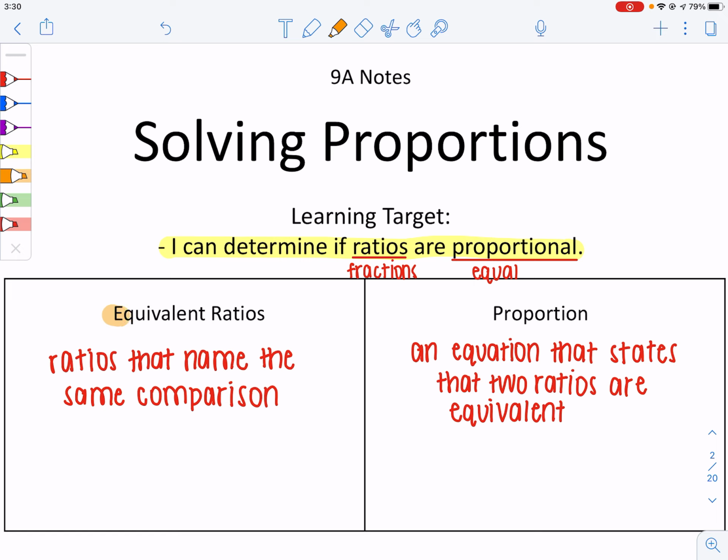Your first vocab word is equivalent ratios. Your second vocab word is proportion. So go ahead and pause the video and fill in these vocab words.